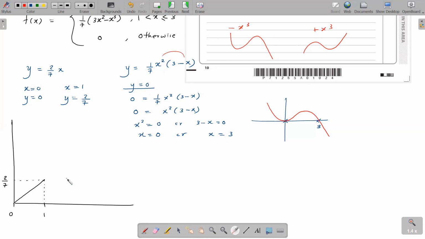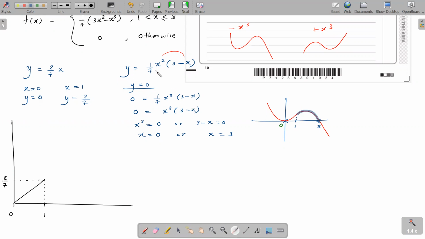But we had to draw it over here, and we are only supposed to draw it from 1 to 3. Okay, so this is how the graph looks. This is from 0 to 3, but we need to only draw the graph from 1 to 3. So basically 1 is somewhere over here, right? Only this section of the graph needs to be drawn over here.